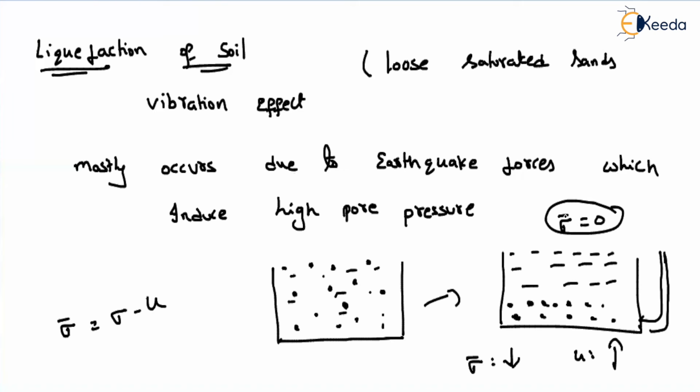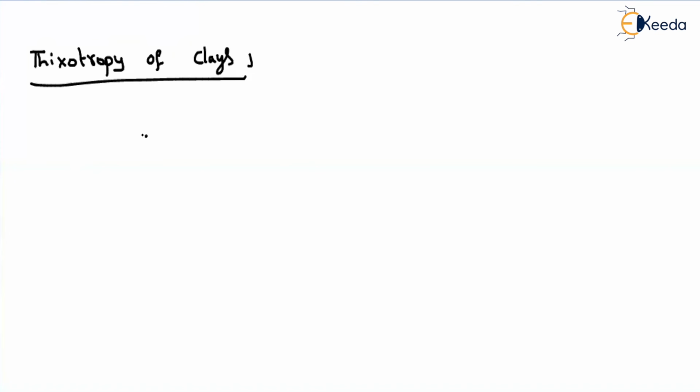Okay, now let us talk about thixotropy. Thixotropy of clays is a phenomenon which represents the change in shear strength because of the remolding of the clays. What will happen? Initially, if you are taking any clay, it will be in a flocculated shape. It will be a flocculated structure.